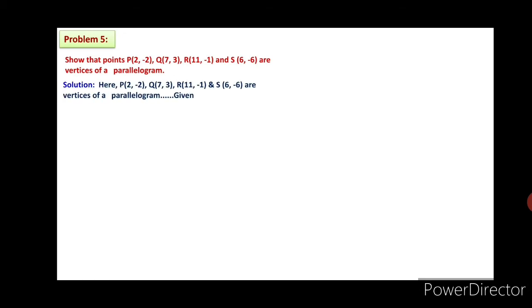So friends, we will see one more problem. Show that points P(2, minus 2), Q(7, 3), R(11, minus 1) and S(6, minus 6) are vertices of a parallelogram. Here we have to recall the properties of the parallelogram, the definition of the parallelogram. Then it will be easy.